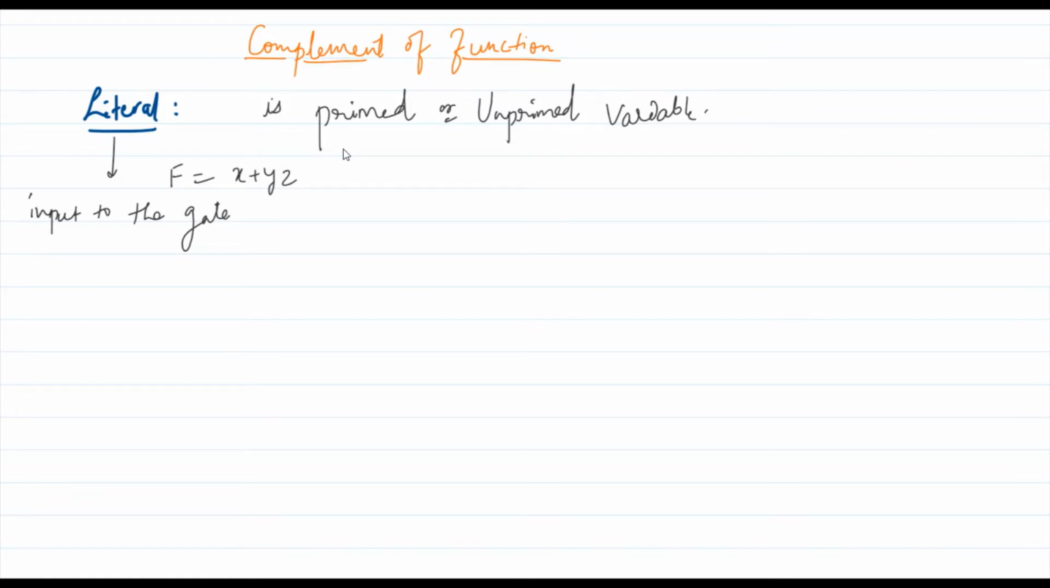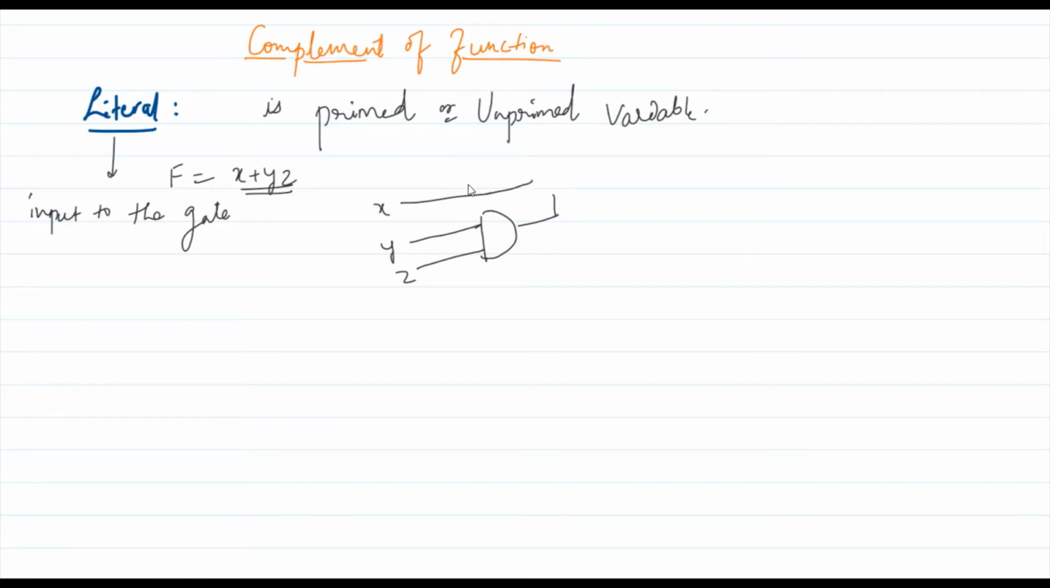So I will demonstrate how these will become an input to the gate. The function is x plus yz. If I implement the circuit diagram for this, how do I write it? This is x. Here x is nothing but an input to the OR gate. I will write this is y and this is z. Y and z are the inputs to the AND gate, right? Because y dot z means y and z. So this is the output, and here x is the input to the OR gate.